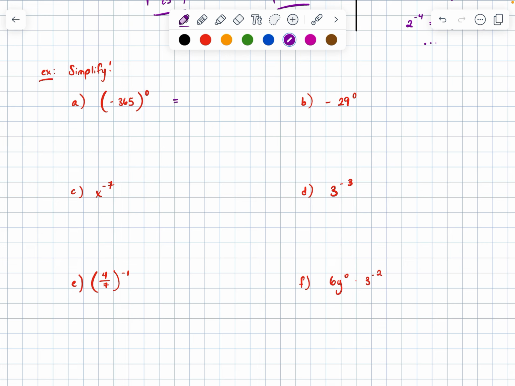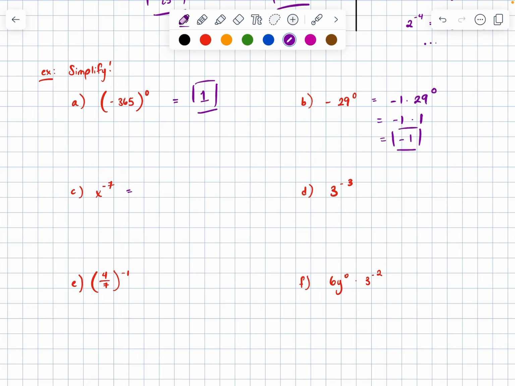And stop. For our first one, I have negative 365 raised to the power of 0. No matter what, anything raised to the 0 power is 1. Negative 29 to the 0 power, though, we know that this guy's a little bit different. This, of course, is an order of operations problem. This means negative 1 times 29 to the power of 0. 29 to the power of 0 is still 1, as is anything raised to the power of 0. Negative 1 times 1 gives me negative 1.